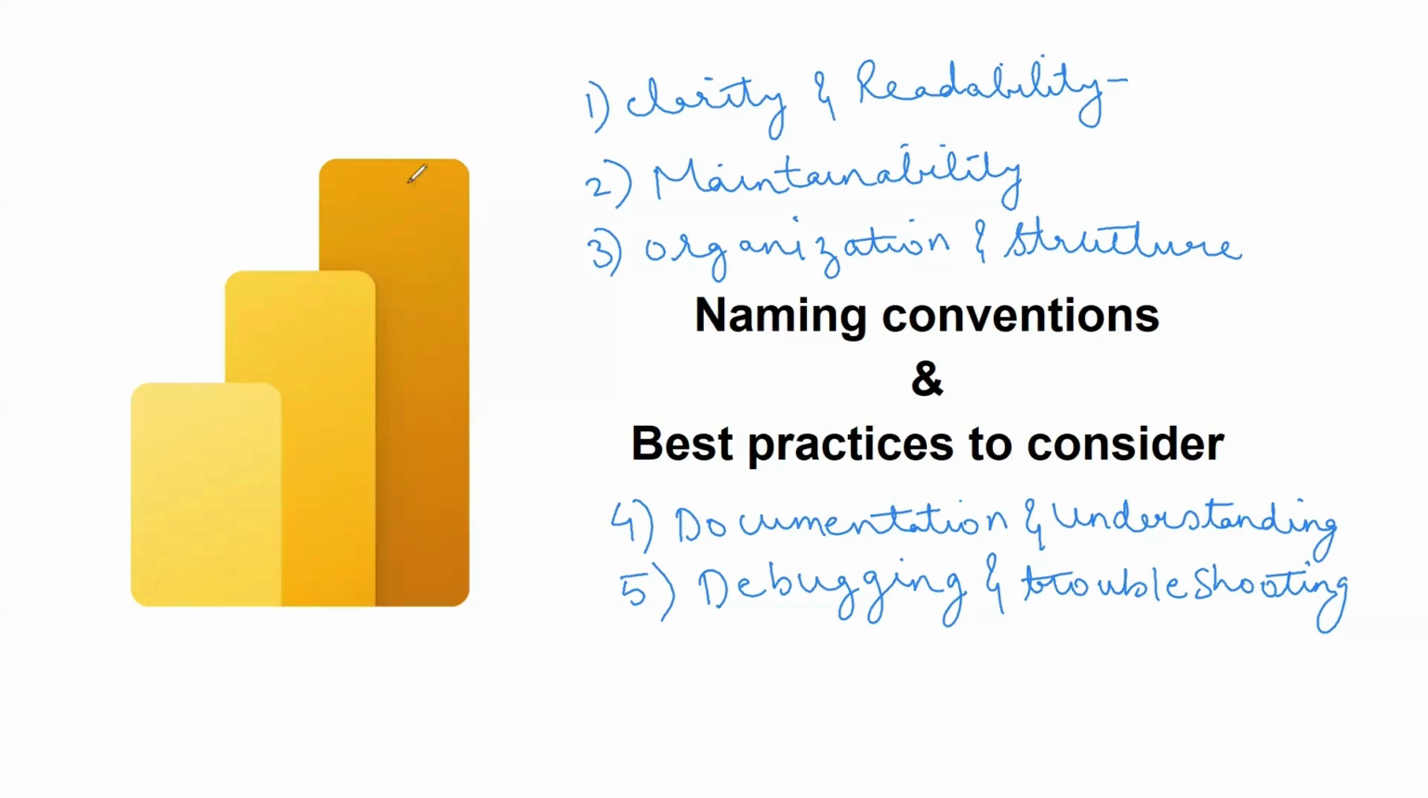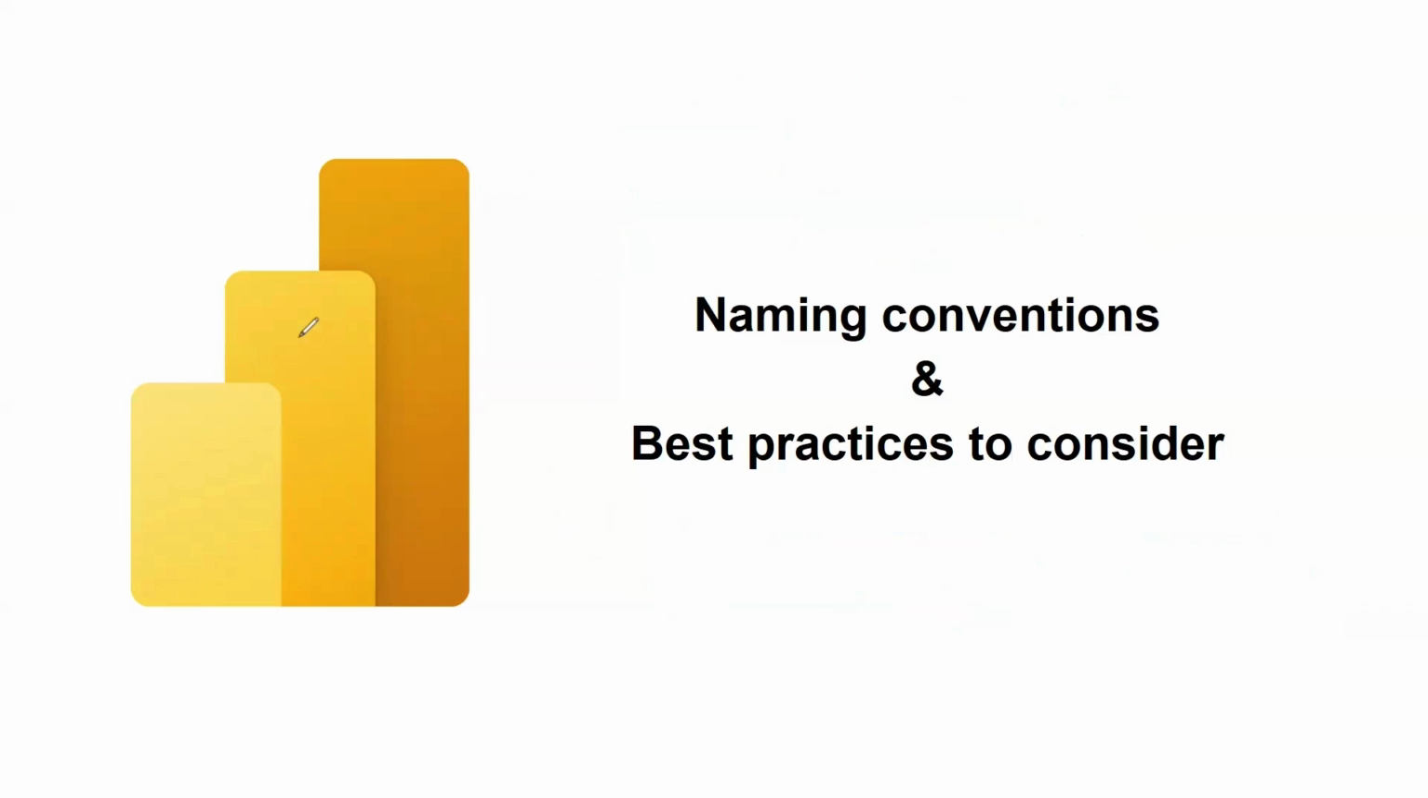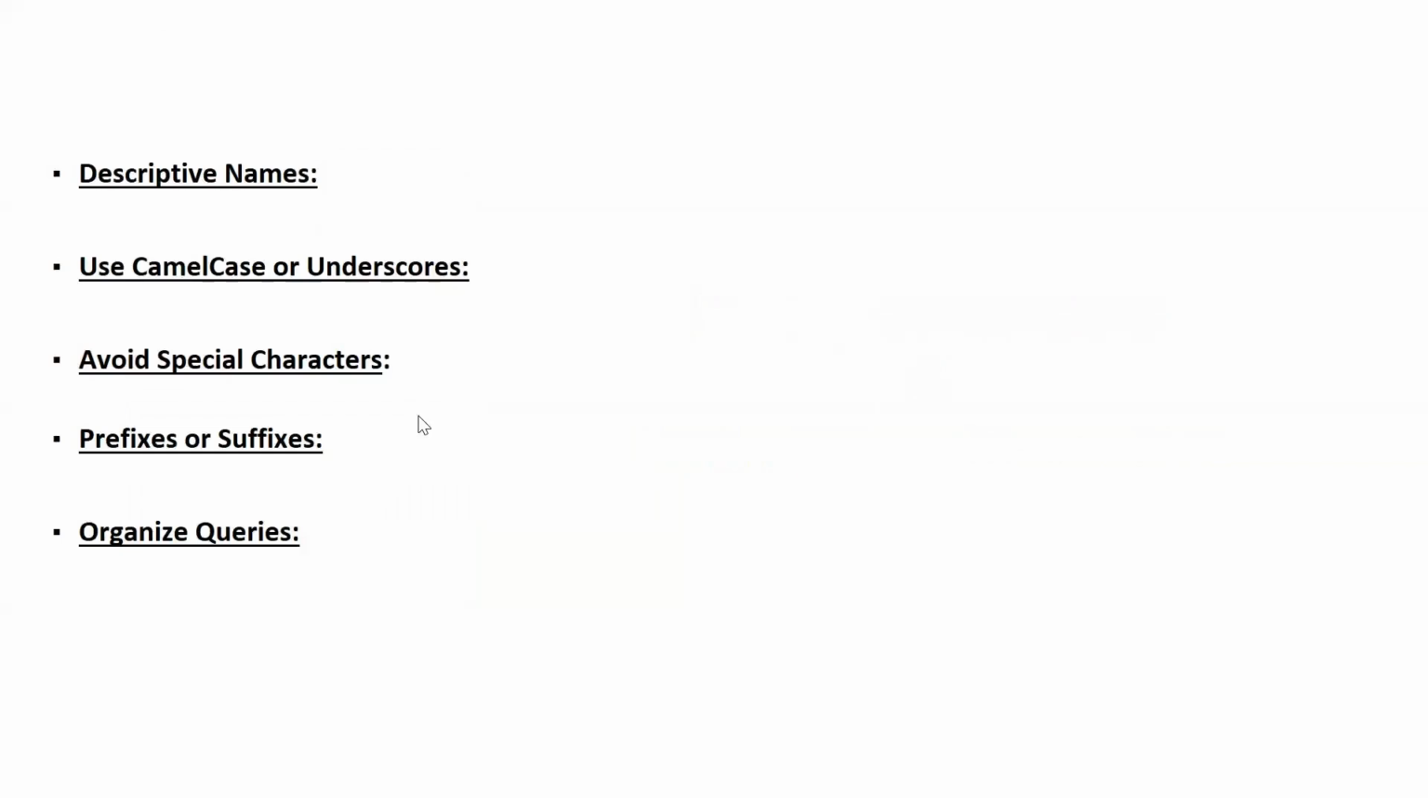Overall, if we follow these steps and adhere to the naming conventions and best practices in Power Query, we would promote code clarity, maintainability, organization, and understanding. It fosters collaboration, reduces errors, and enhances the overall efficiency and effectiveness of your data transformation workflows in Power BI. After that, we will see how you can apply these naming conventions and best practices. So the first one is descriptive names.